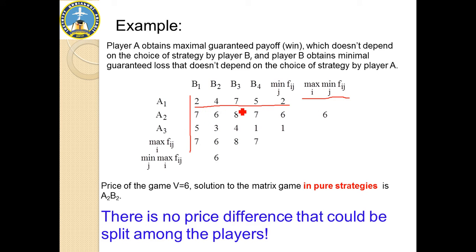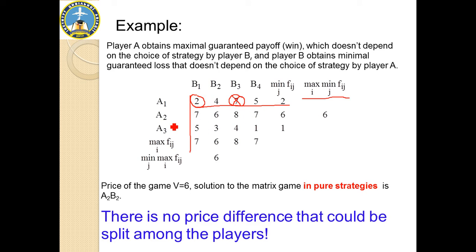So obviously, if player A picks this strategy to obtain this payoff of 7, he wants to maximize this payoff, or shoots for this payoff of 7, then player B can negate this by picking his strategy B1. So instead of obtaining this payoff of 7, player A gets the payoff of 2. So this is his minimum payoff in this situation, which is his worst case scenario.